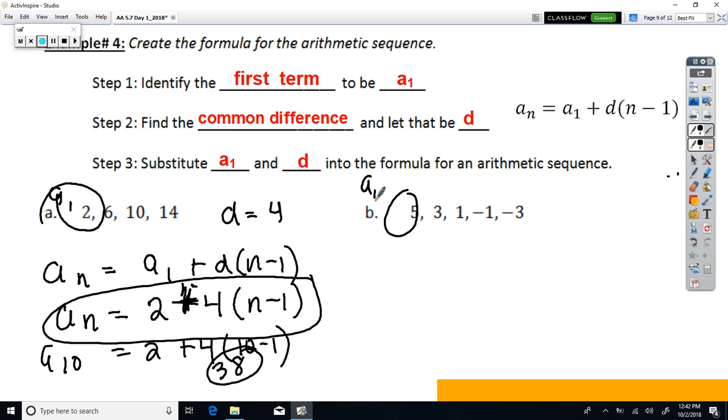What's our common difference this time? Minus 2. So, when you do that in your formula, you will not put plus a negative. You do just want to put just a minus 2. So it would be a sub n equals a sub 1, which is 5. And then we'll put minus 2 times n minus 1.